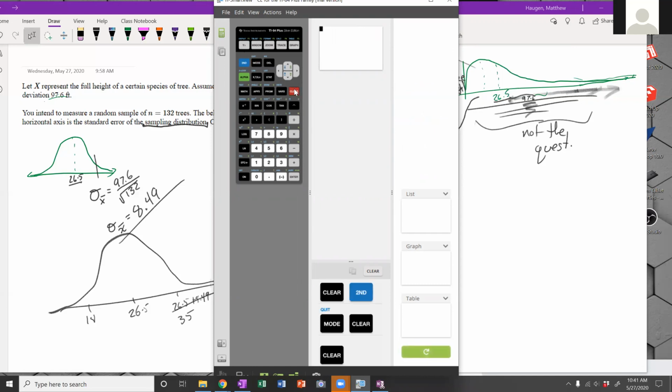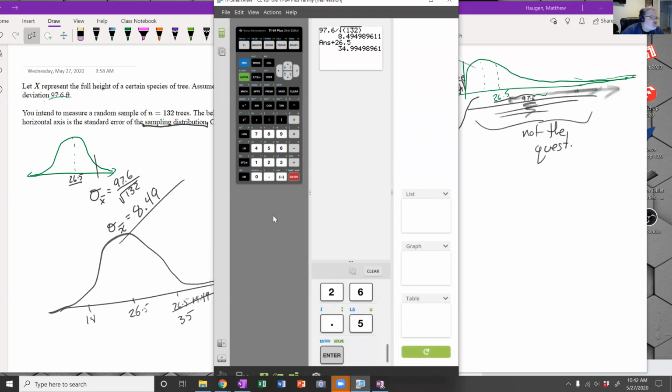That's weird. Let me check. I wouldn't disagree with both of you, but 97.6 divided by the square root of the 132 is 8.49. Yeah. And if we add the 26.5, 34.99. So what you're saying, why do they say that answer is 43? Doesn't make any sense. Oh, that's why. That's why.